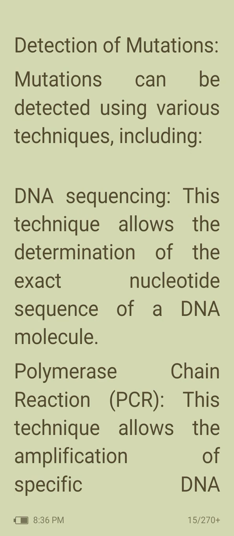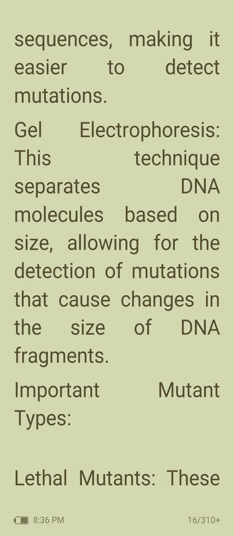Then how to detect mutations. Mutations can be detected using various techniques, including DNA sequencing. This technique allows the determination of the exact nucleotide sequence of a DNA molecule. Polymerase chain reaction (PCR). This technique allows the amplification of specific DNA sequences, making it easier to detect mutations. Then gel electrophoresis. This technique separates DNA molecules based on size, allowing for the detection of mutations that cause changes in the size of a DNA fragment.